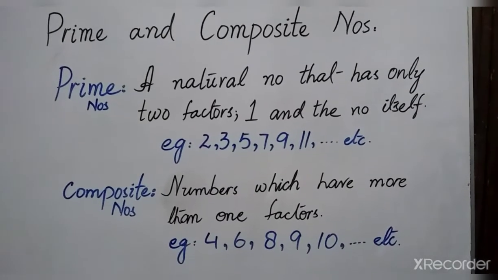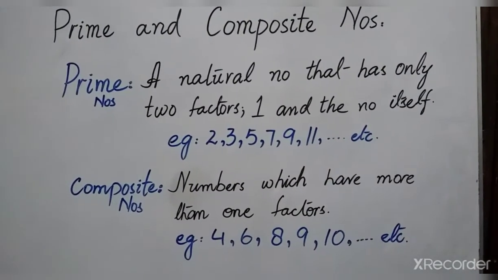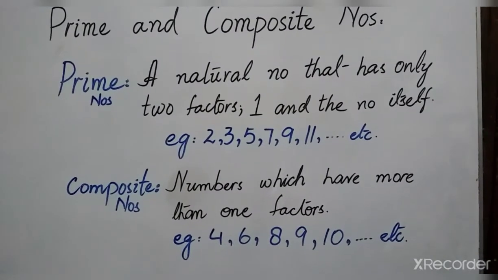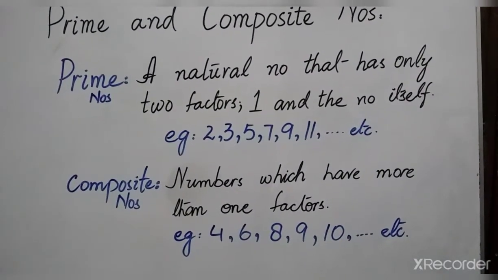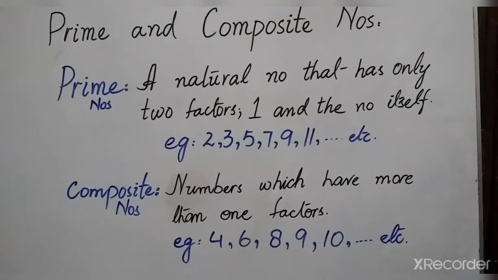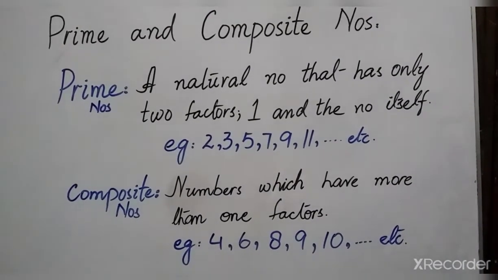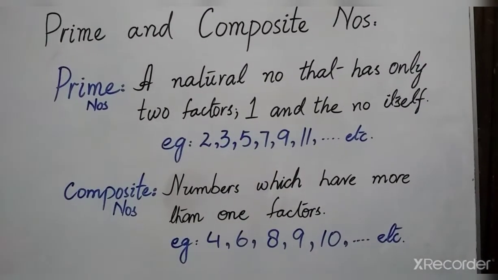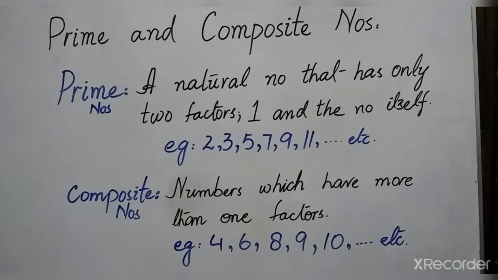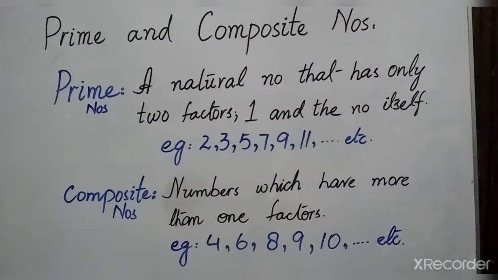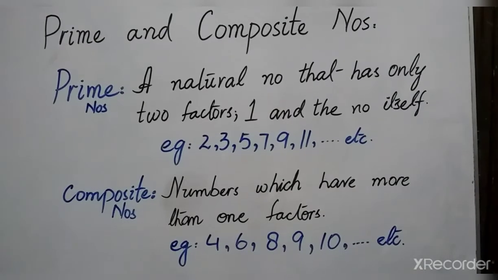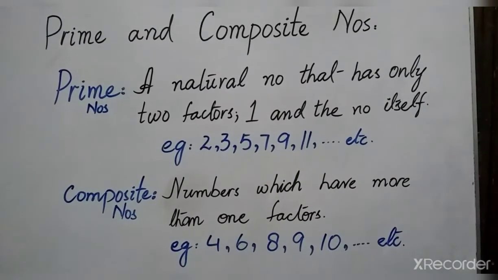Now students, my next topic is prime and composite numbers. The number which is divisible by 1 or itself is called prime number. It means any natural number that has only two factors, 1 and the number itself, is referred to as prime numbers. 2, 3, 5, 7, 9, 11 are some prime numbers.